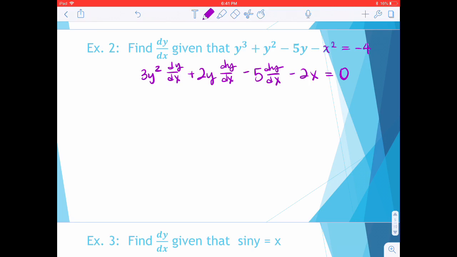Okay, so now we want to collect all the dy dx terms on one side of the equation and move all the other terms to the other side. All of these here have dy dx in them, so I'm going to leave them here. And I'm going to add 2x to both sides.